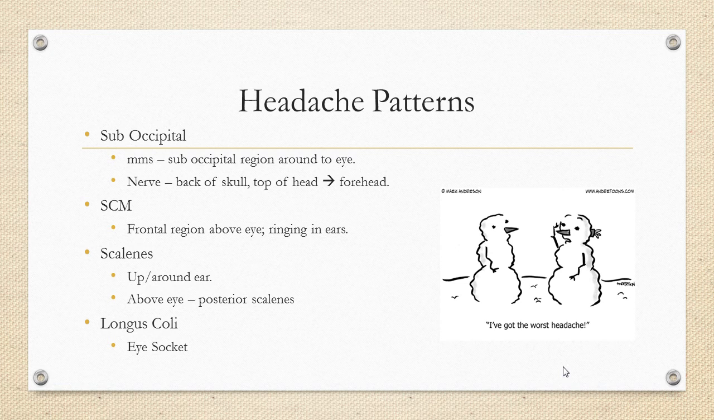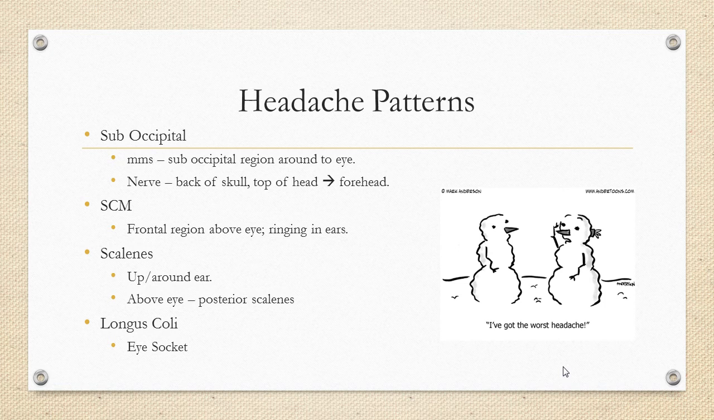Sternocleidomastoid, you typically will see symptoms in the frontal region above the eye, and you can also get ringing in the ears. So if you've got that patient with a headache and tinnitus, your other differential diagnosis may be looking at dizziness or vestibular issues. But also don't forget that if someone is coming in with tinnitus, it could certainly be a dysfunction of the sternocleidomastoid. So again, just differential diagnosis items to look at.